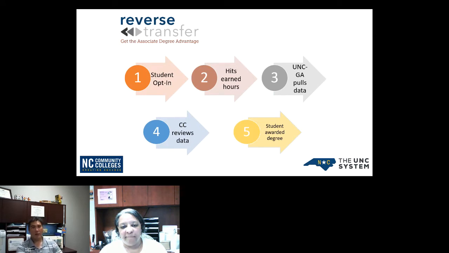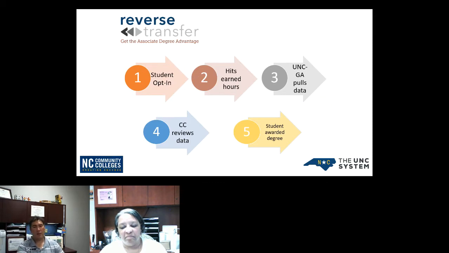Basically, whenever the student applies to the college and starts attending that college, the first time that they log into their student information system, there's an opt-in point. What that does is it blocks them from moving forward in their process for registration, for finding out more information about financial aid and the classes that they're in, their schedule. They have to say yes or no to opting into reverse transfer. Once they say yes, that information is then stored in the UNC Data Mart.